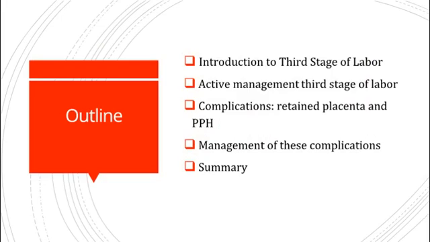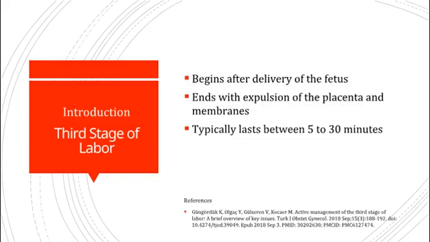Common complications, including retained placenta and postpartum hemorrhage, will be reviewed along with the management of these complications. The third stage of labor is defined as the period following the birth of the baby until the delivery of the placenta. It is very important to actively manage the third stage of labor to ensure maternal safety and prevent complications such as postpartum hemorrhage.